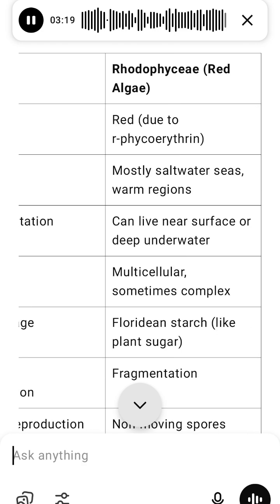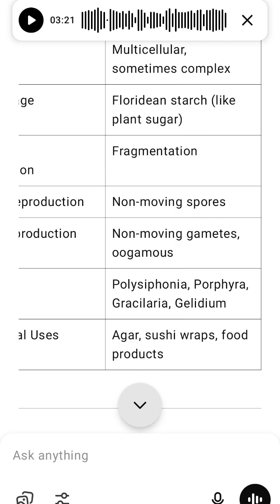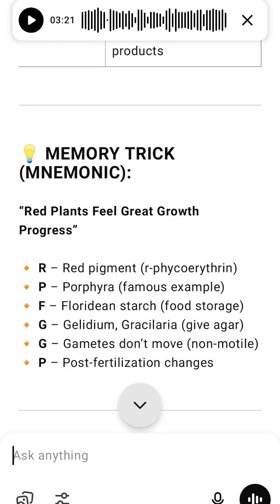Examples of red algae, important names. Polysiphonia, seen in oceans, used in research. Porphyra, used to make nori sushi wraps. Gracilaria, used to make agar for lab use and jellies. Gelidium also gives agar for ice cream and jelly.